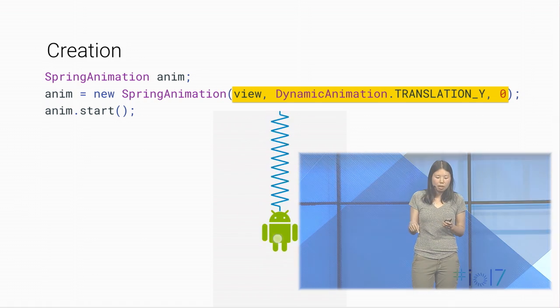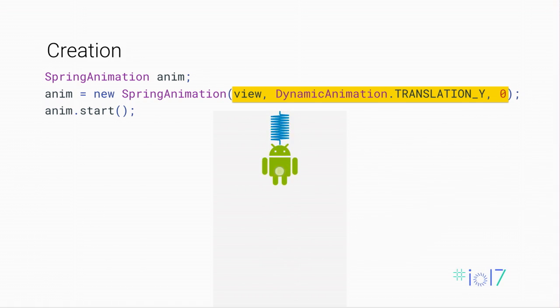As you can see, as I'm pulling this little Android down, it's moving its translationY while stretching the spring as it goes. And then once I let go, that's when the spring animation would start. And then the translationY would start from where I released it back to 0. And you can see it bounces back up and oscillates a little bit before it rests at translationY of 0.